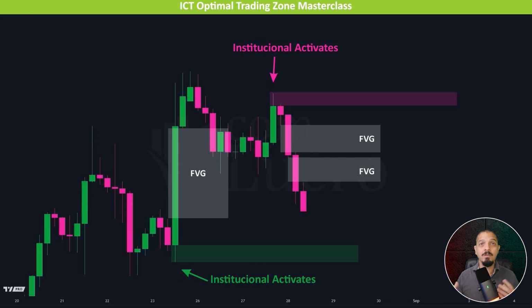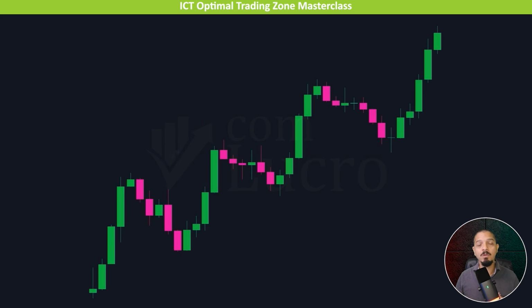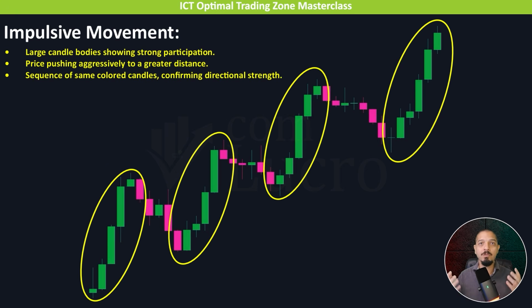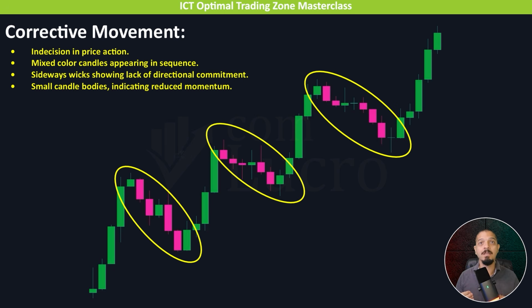From there, we can shift our attention to lower time frames, such as the 1-hour and 30-minute charts, to identify potential trading opportunities. When observing the chart, you will notice that the market consistently moves through impulsive and corrective waves. This fractal behavior exists because of how market participants interact with price. Impulsive waves tend to drive price a greater distance with strong momentum, usually shown by same-colored candles with large bodies. In contrast, corrective phases reflect indecision, appearing as mixed-color candles with smaller bodies and sideways wicks.